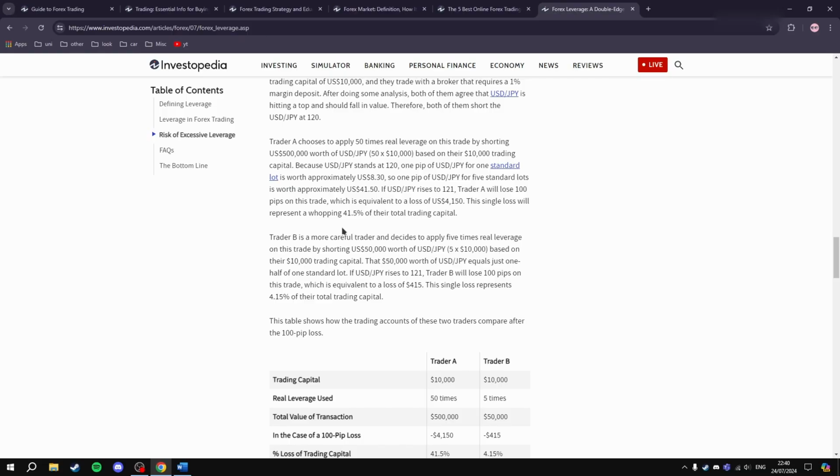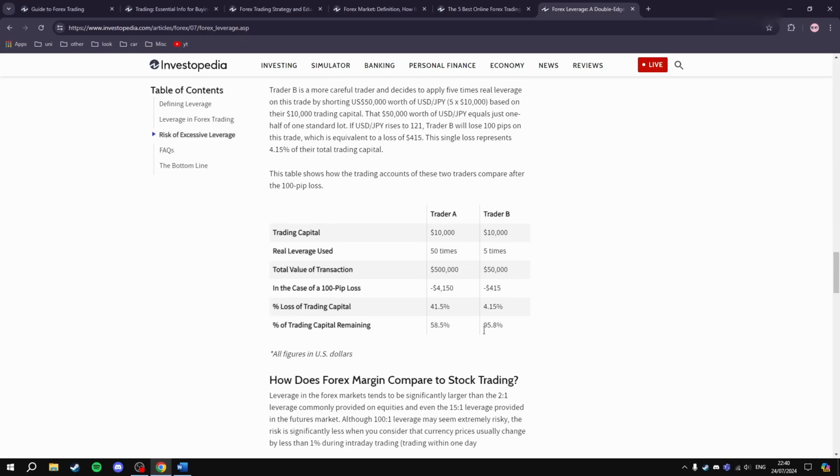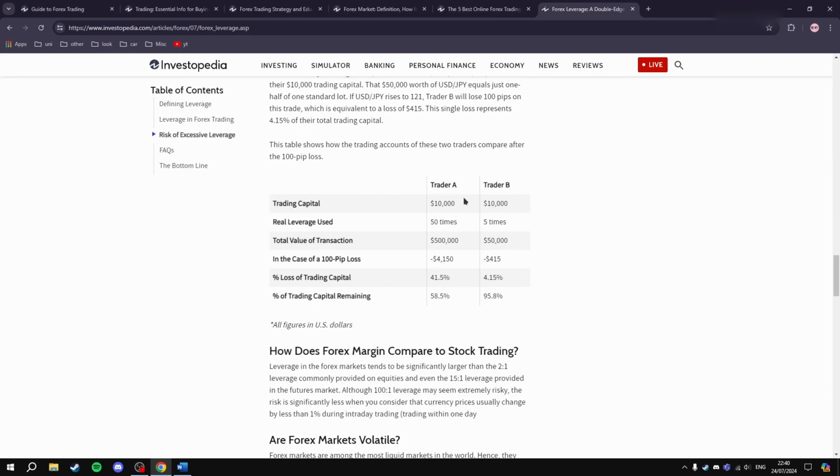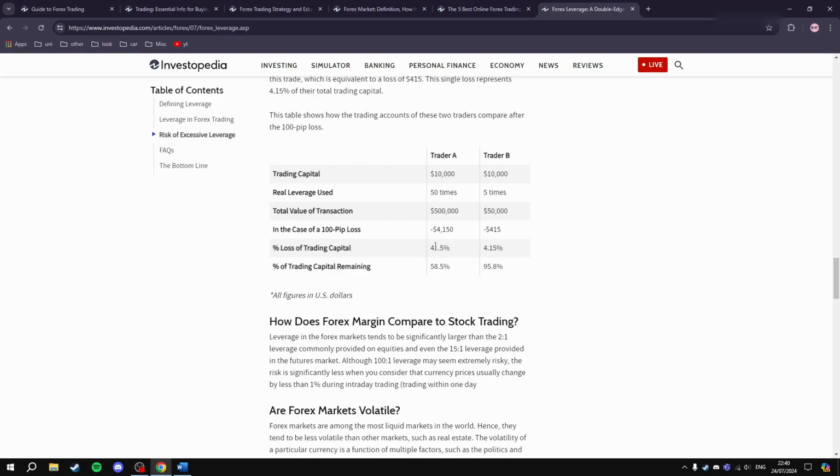The table below shows how the trading accounts of these two traders compare after their 100 pip loss. Both of them start with 10,000. Trader A uses 50 times leverage, B uses 5 times. Total value of transaction: Trader A is 500,000, Trader B is 50,000. In the case of a 100 pip loss, Trader A loses 4,150, Trader B loses 415. Trader A loses 41.5% of the capital, Trader B only loses 4.15%. Trader A has 58.5% of the capital remaining, whereas Trader B has 95.8% of the capital remaining.